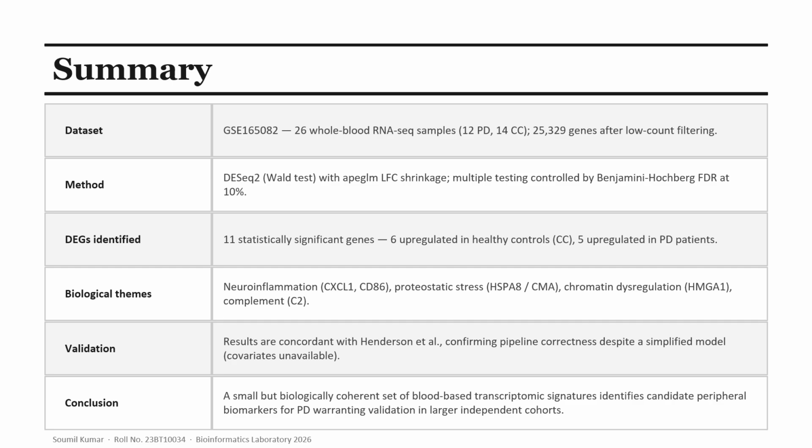To summarize, we successfully analyzed 26 whole blood RNA sequence samples from the GSE165082 dataset using DESeq2. We identified 11 statistically significant DEGs, 6 upregulated in healthy controls and 5 in Parkinson's patients. These genes converge on critical biological themes of neuroinflammation, proteostatic stress, and chromatin dysregulation. Ultimately, these blood-based transcriptomic signatures represent promising candidate peripheral biomarkers for Parkinson's disease that require further validation. Thank you.